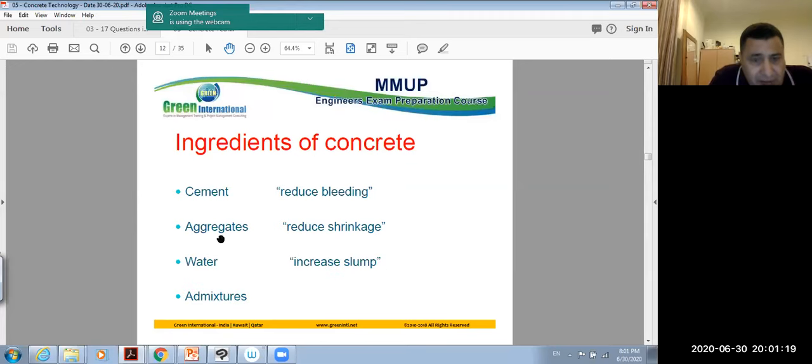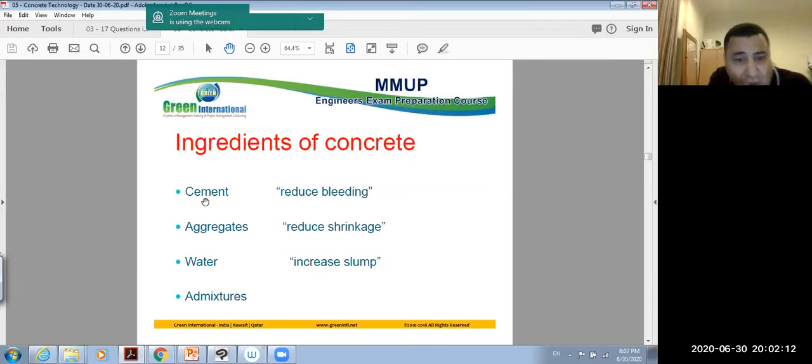Ingredients of concrete: cement, aggregates, water, admixtures. Cement reduces bleeding as much as we have admixtures. We already have a design mix. We have grade 20, grade 40, grade whatever. All the concrete is related to grade, whatever the ranking, related to the cement-water ratio and the type of aggregate, what the aggregate size is and the quantity related to weight, as well as the design mix. Before any execution, the contractor has to submit a design mix and get approval for the particular element from the consultant.